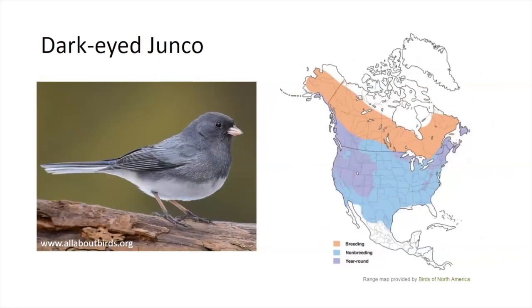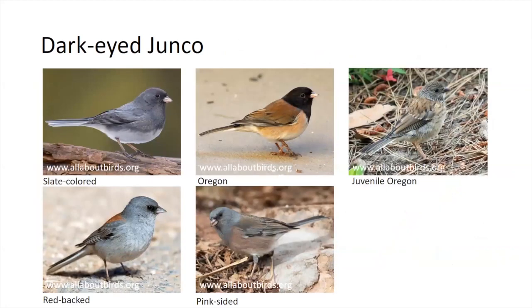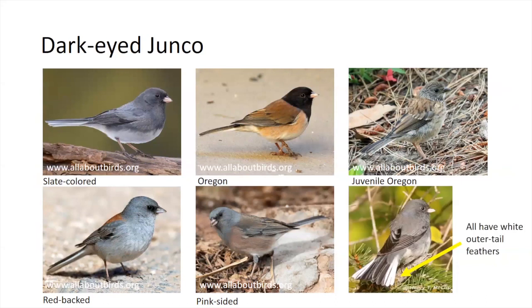Next is dark-eyed junco, which also has a lot of subspecies. There are over 20 subspecies. And as you can see in these pictures, these subspecies tend to look very different, so it can be a bit difficult to figure out what you're looking at. But the feature that is consistent throughout the subspecies is that they have white outer tail feathers. And these are pretty easy to see when they fly up. So oftentimes they'll be in groups, and then when they fly, you can see their white outer tail feathers.